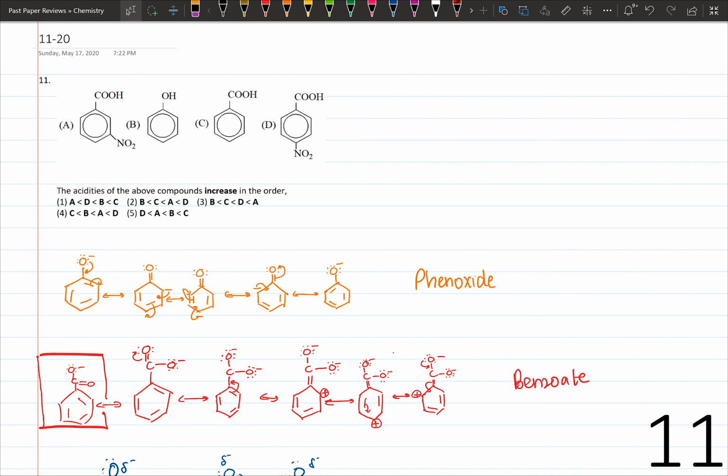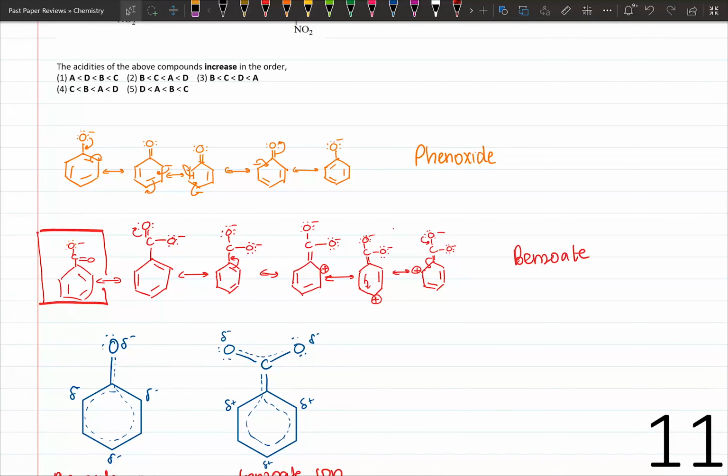Comparing phenol and benzoic acid. Phenol forms the phenoxide ion and benzoic acid forms the benzoate ion when they release hydrogen. Given here in orange are the resonance structures of the phenoxide ion. As we can see here, the negative charges are distributed to the oxygen atom as well as the ortho and para positions of the benzene ring.